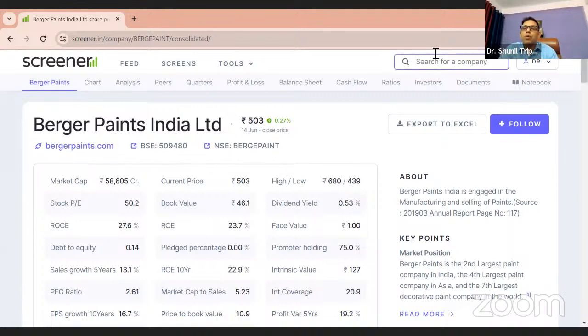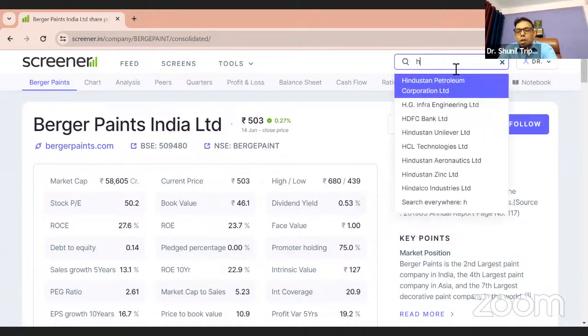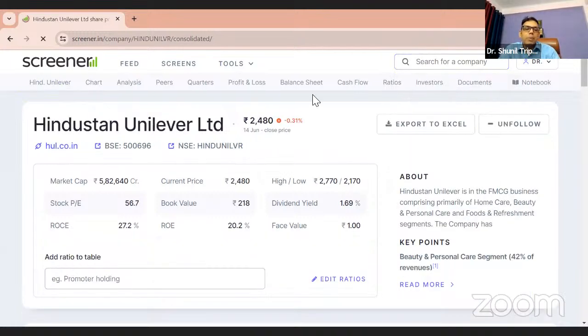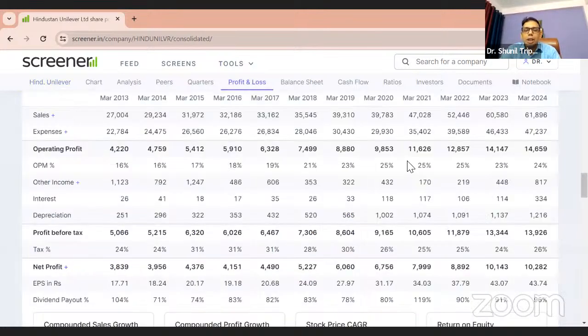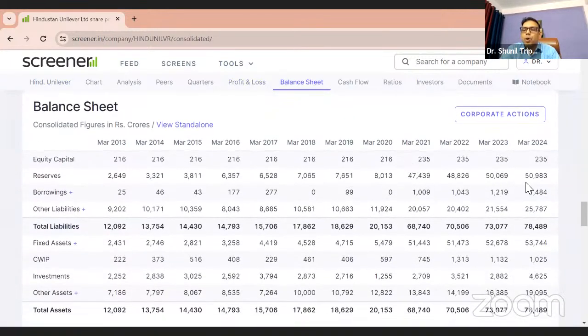Suppose I'm comparing two more companies for you. Suppose I'm taking Hindustan Unilever. This is an FMCG company. It has a debt equity of 0.03. Let me show you the data. The equity of this company is approx 50,900, that means approx 51,000 crores, and debt is only 1,484. If you divide it, you will get to know that this company has a debt equity of 0.03, that is 3%. Now I am doing the same thing for ITC.